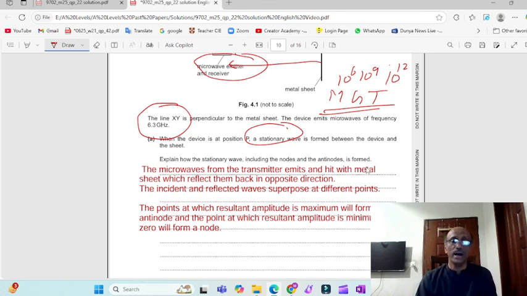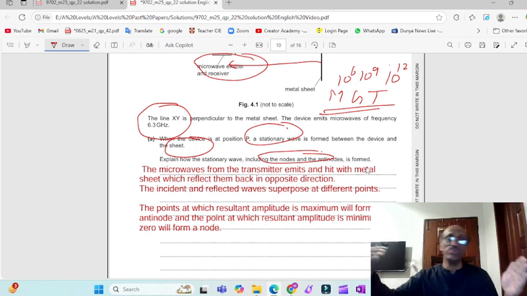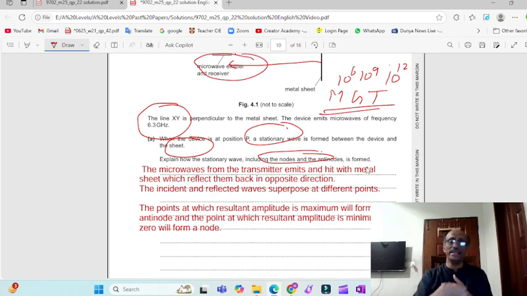State and explain how the stationary waves will be formed, including the nodes and antinodes. So now this question requires some key terminology. The microwave will be emitted from the transmitter. It will hit the metal surface and reflect back. Then they will travel in opposite directions. They will superpose on each other at different points.